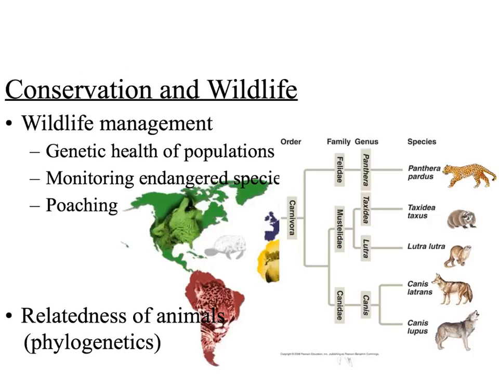DNA analysis is also used in conservation and wildlife management. Wildlife management officials can use DNA evidence to help us determine genetic health of populations and to help monitor endangered species, which are often very small populations. I have also seen examples of where poaching has been caught based on DNA evidence. They can take DNA samples from meat products, such as sausage, and determine exactly what types of animals were used to make it.